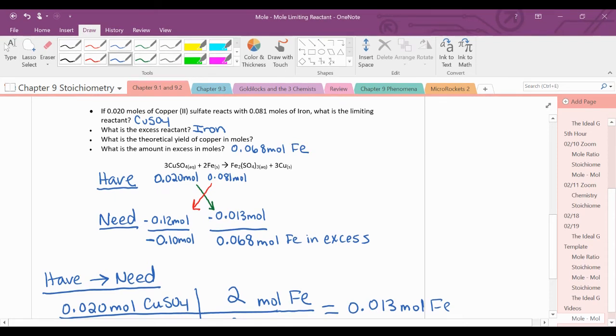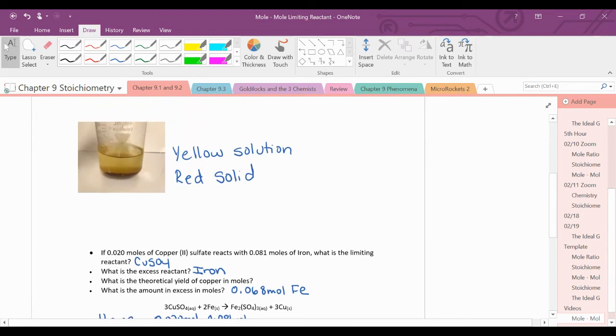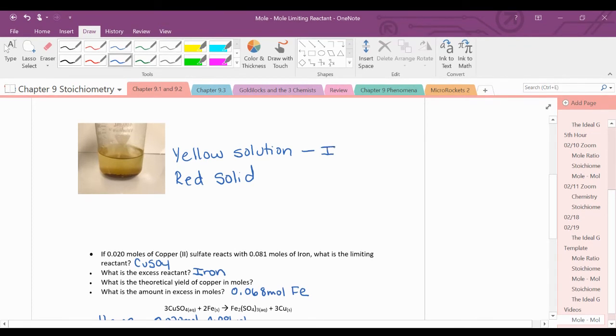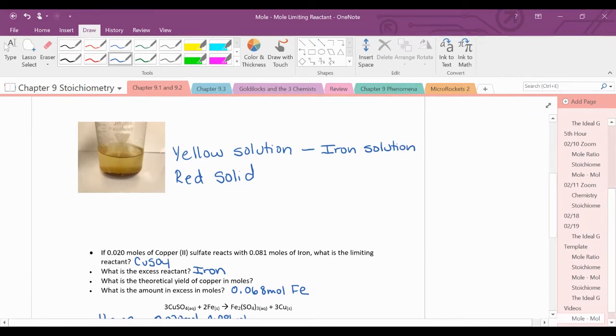So if we go back to our picture here, this yellow solution is an iron solution. It's the iron 3 sulfate that's in our equation. The red solid is copper. So initially I had a blue solution, I had a silver piece of iron, I let them react, and you can see we have excess iron in the solution.